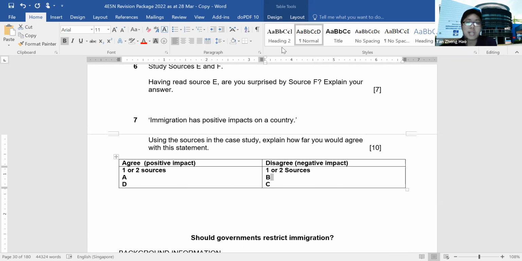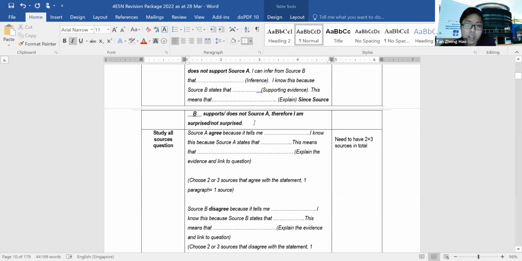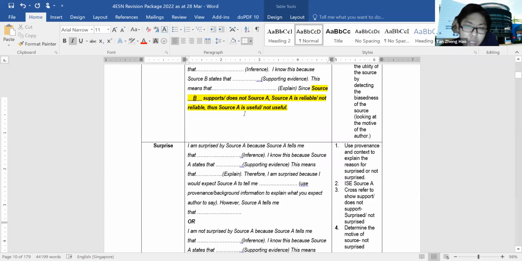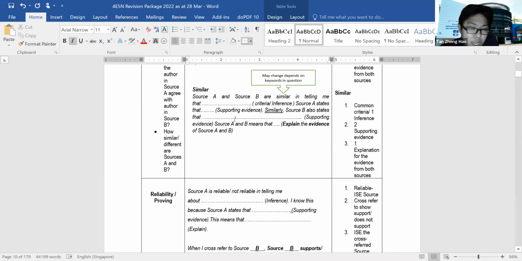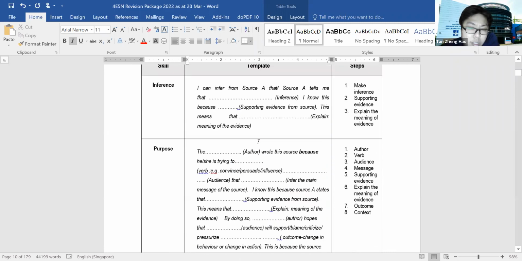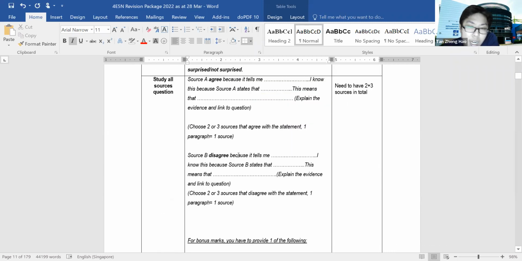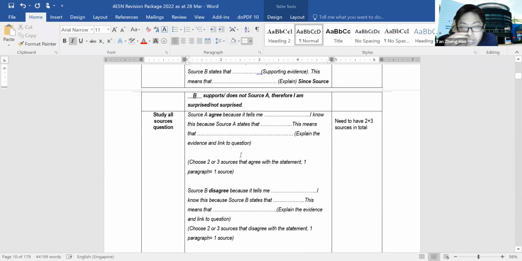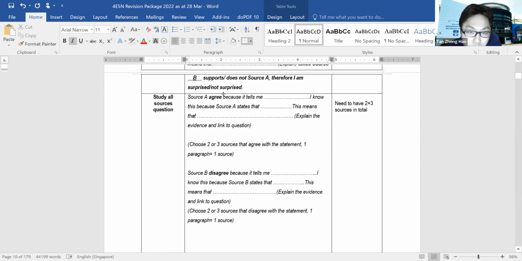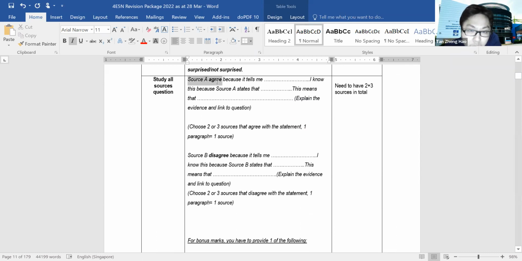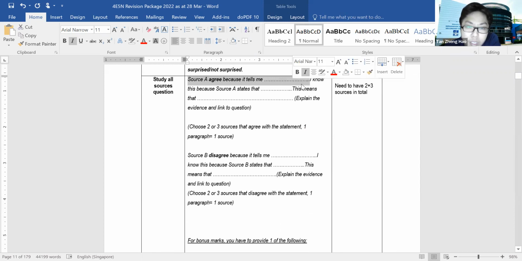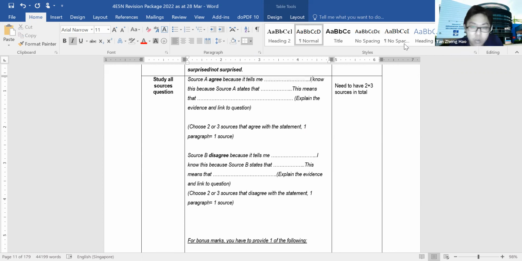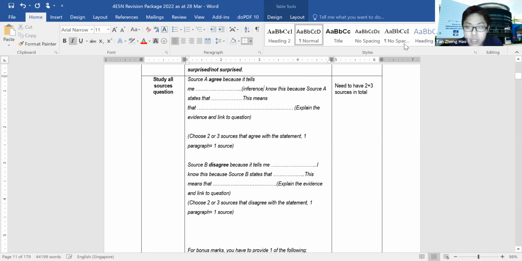Okay, so how do I start? Allow me to show you the template for study all sources. Again, this one is found in your revision booklet. This is, I believe, page 11. Okay, around there. You can double check. Okay, so I need to say source A agrees or disagrees because it tells me what. So this is the inference. Okay, so I need the inference.